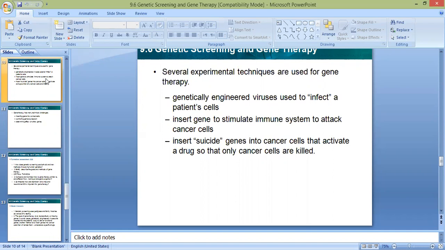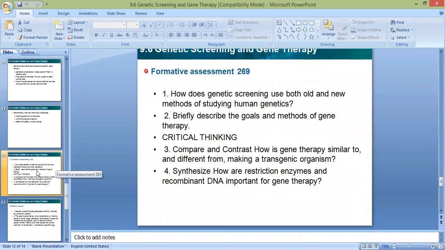Why does it say insert suicide genes? What is the meaning of suicide? From what I know, suicide means killing yourself. Yes, killing. So you put a killing gene in someone's cancer cells only. Oh, okay, I get it now. Yeah, I got it. Okay.